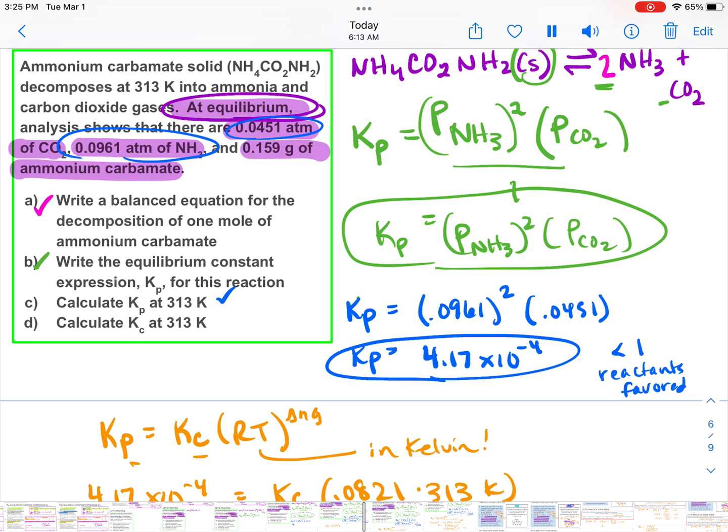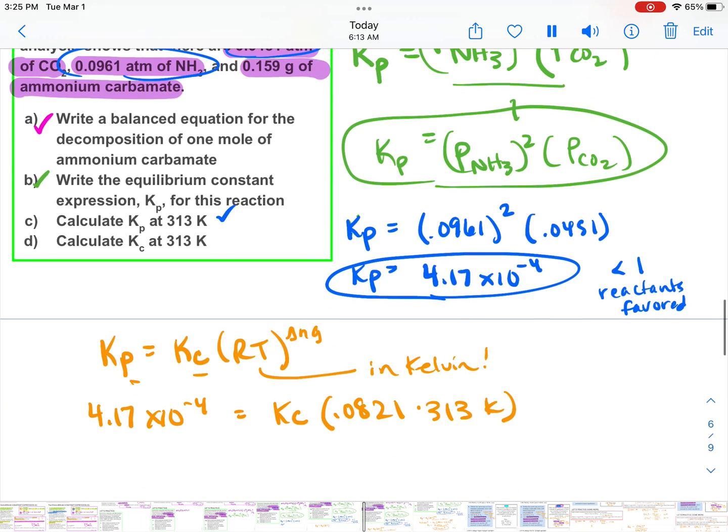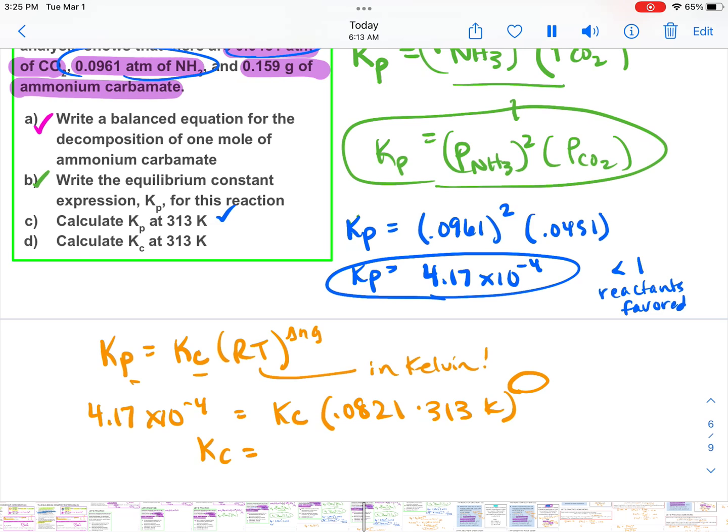So each reaction has its own constant, but a temperature change would change the constant, but a catalyst would not, unlike in rate, where a temperature and a catalyst would change the rate constant. In equilibrium, only changing temperature changes the equilibrium constant. So I do this, and I can solve for Kc. And I need to actually put my delta Ng here first, so I have to think about what that is.